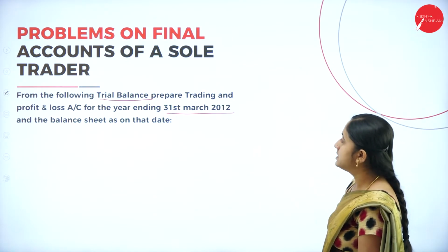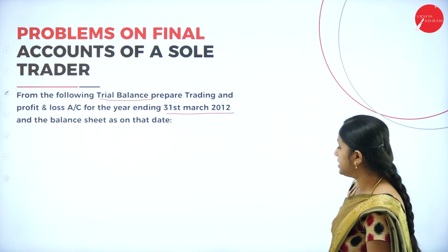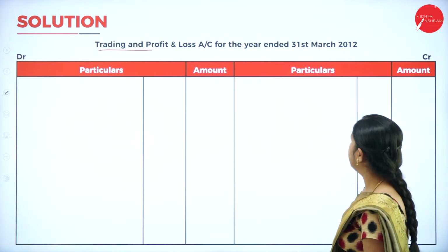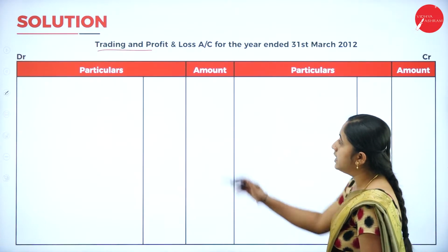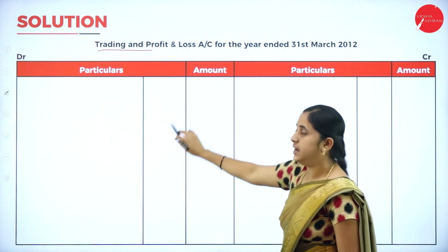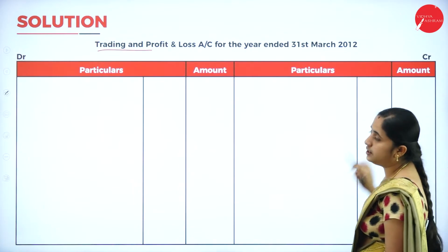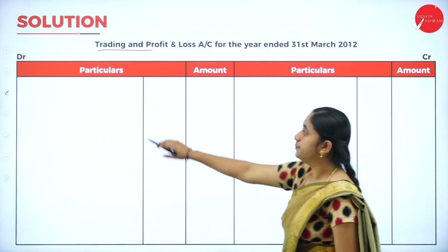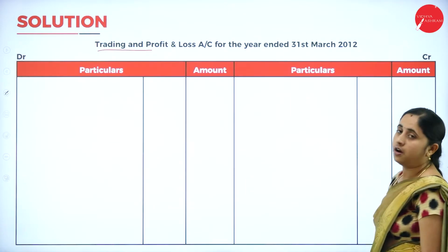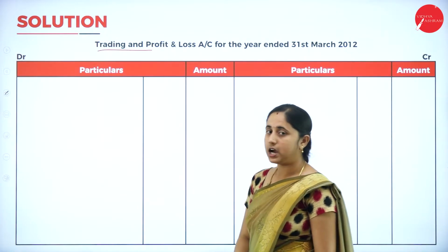The balance sheet is on the same date. That means for the balance sheet also, the same date, 31st March 2012. Trading and profit and loss account for the year ended 31st March 2012. Debit and credit. Particulars, amount, inner column for the calculation. Then again amount, particulars, amount and amount. On this side you will consider all the direct expenses and here all the direct income, or trading activity. Trading account you will consider.